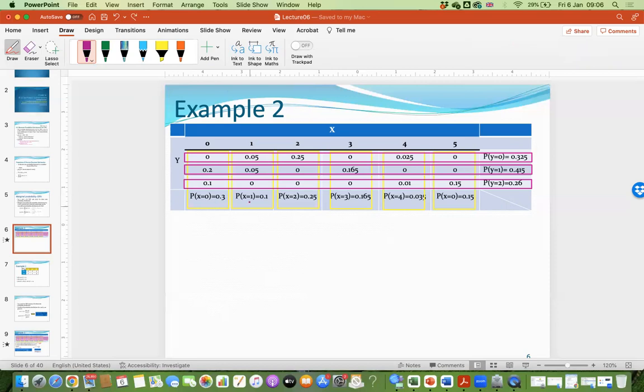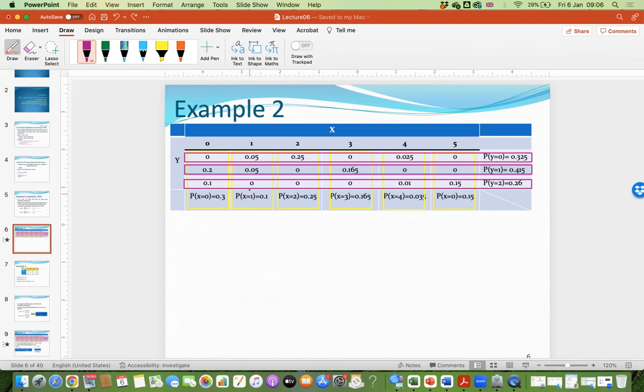Now I would like to find the marginal probability of X equals to 1. What that means is I lock the X equals to 1, but the changing one is Y equals to 0, 1, 2. Okay, is that clear?